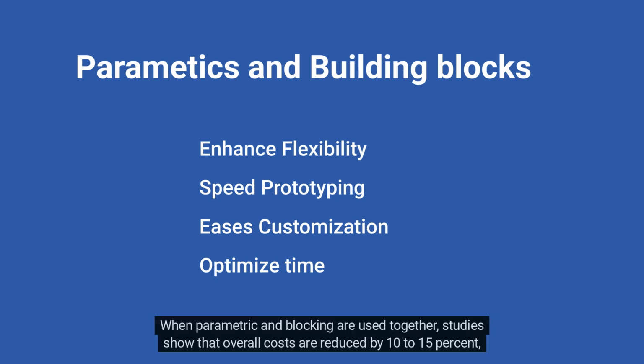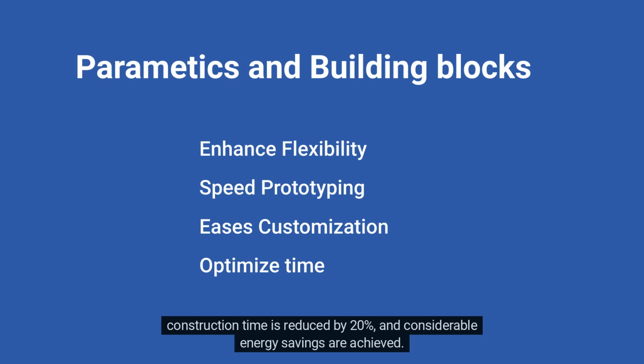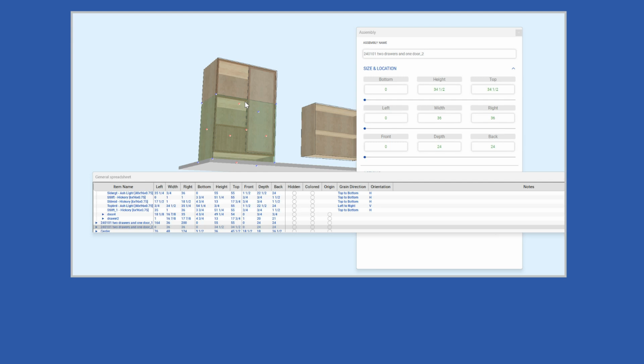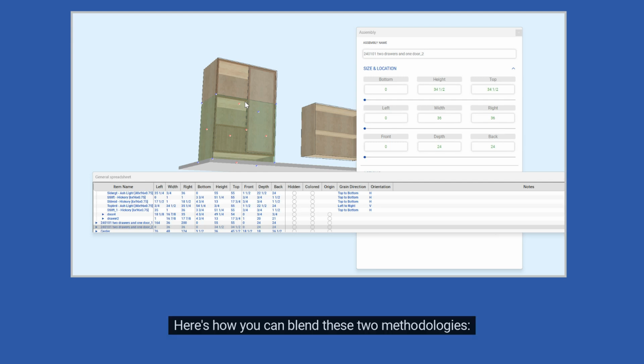When parametric and blocking are used together, studies show that overall costs are reduced by 10 to 15%, construction time is reduced by 20%, and considerable energy savings are achieved. Here's how you can blend these two methodologies.